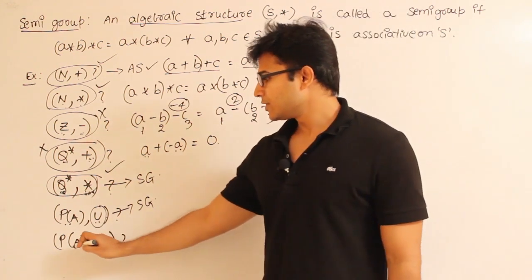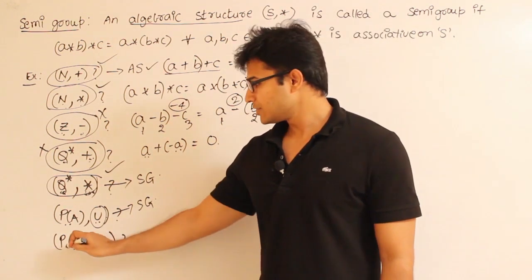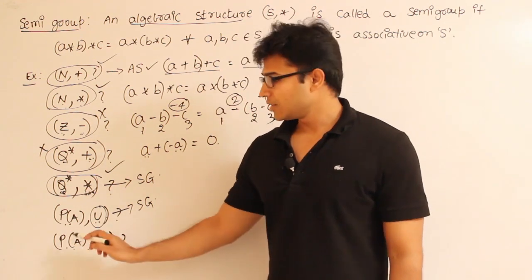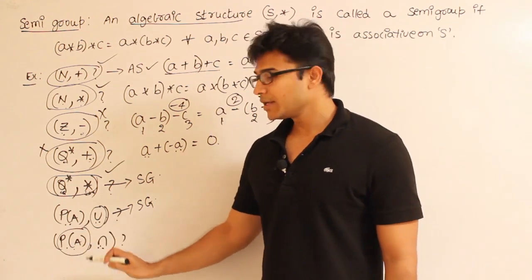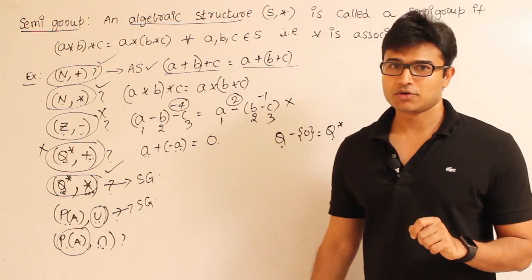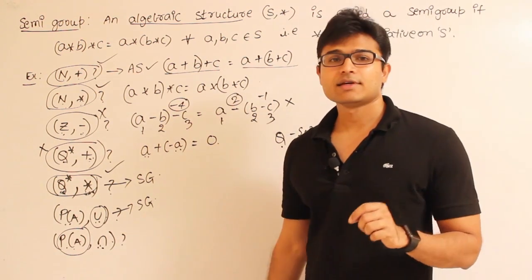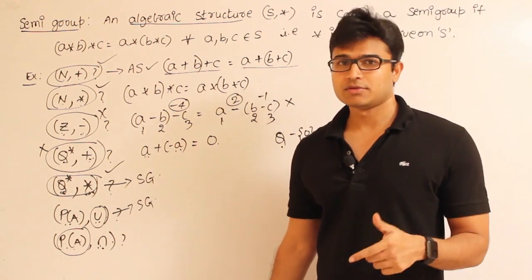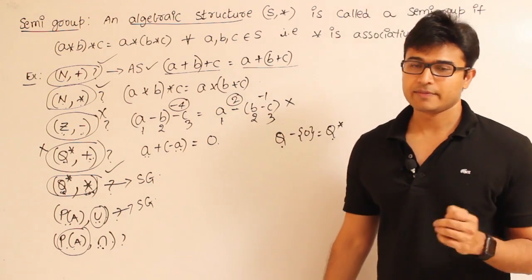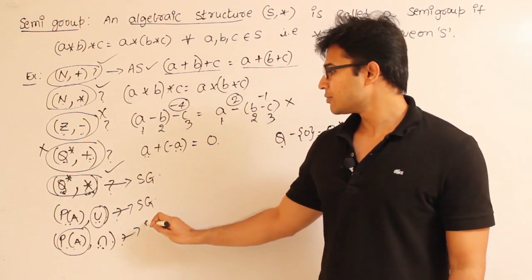And the same rule will even apply for intersection. So for the power set of A and intersection, the elements of the power set of A will be closed under intersection for sure. And the second thing is, set intersection is always associative. So we can say that it is a semi-group.